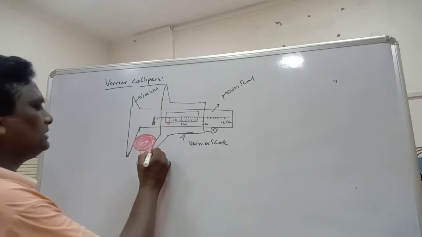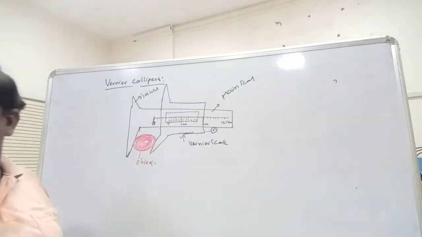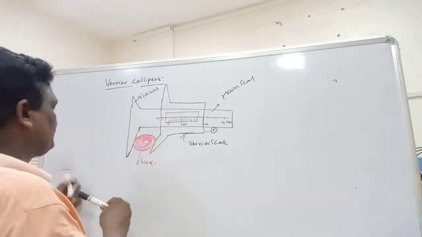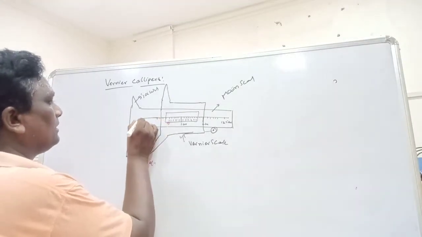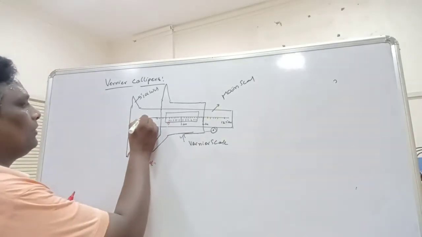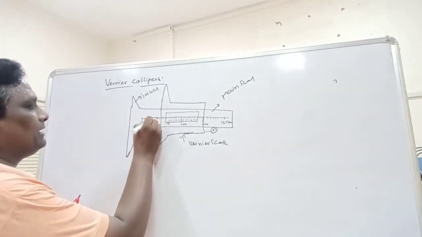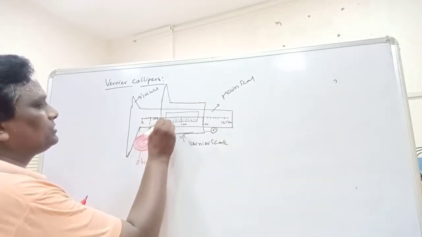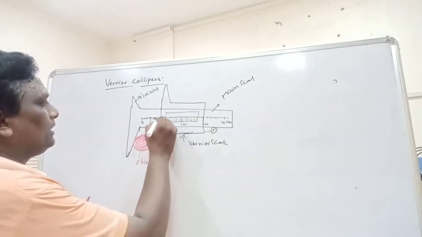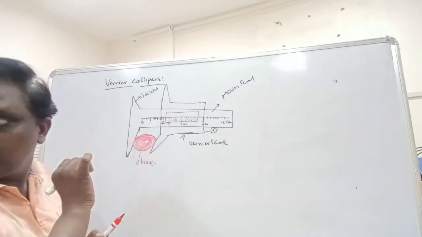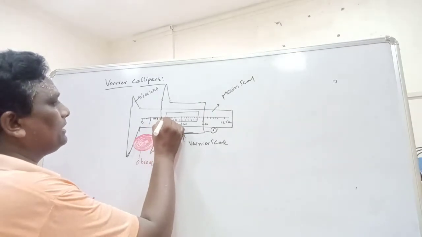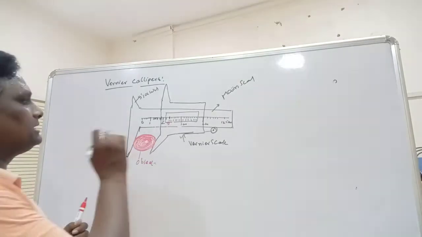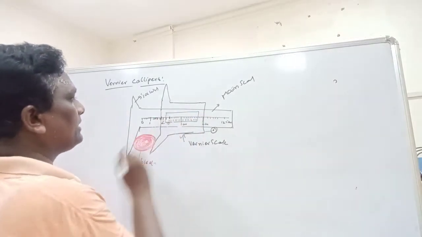Now see these values, the main scale values and the Vernier scale values. Suppose the main scale is 0, 1, 2, 3, 4, 5, 6, 7, 8, 9, 10. That is 1 centimeter, and here 2 centimeters, and so on. Any doubt? No, sir. Right. Like this it is there, and you can see the Vernier scale.